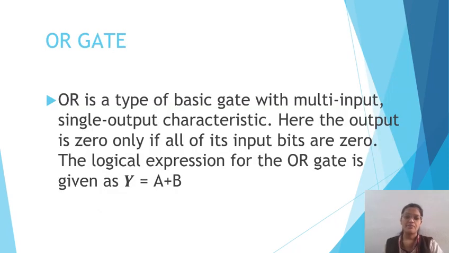OR gate. OR gate is a type of basic gate with multiple inputs and a single output. It means we give multiple inputs, but the output will be only a single output. Here the output is 0 only if all of its input bits are 0. It means only when every input bit is 0, the output will become 0. The logical expression for the OR gate is given as y equals a plus b.